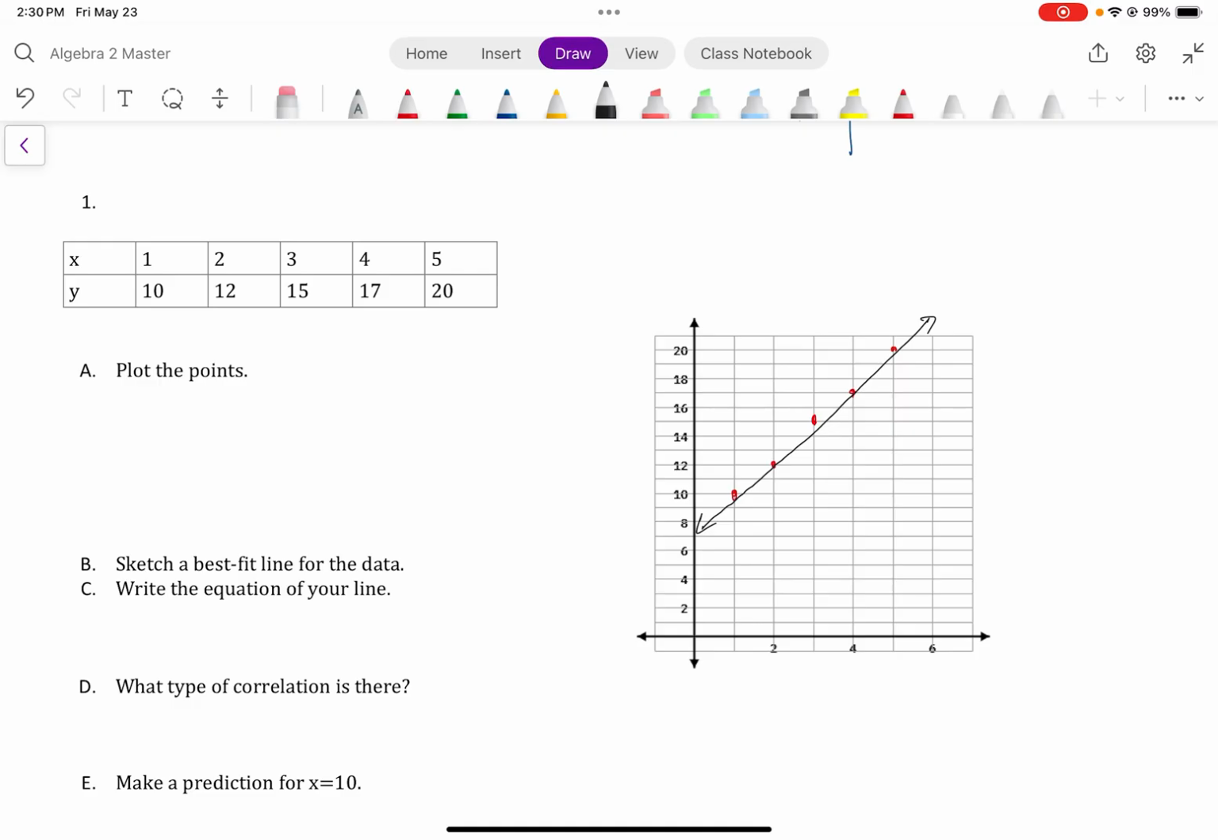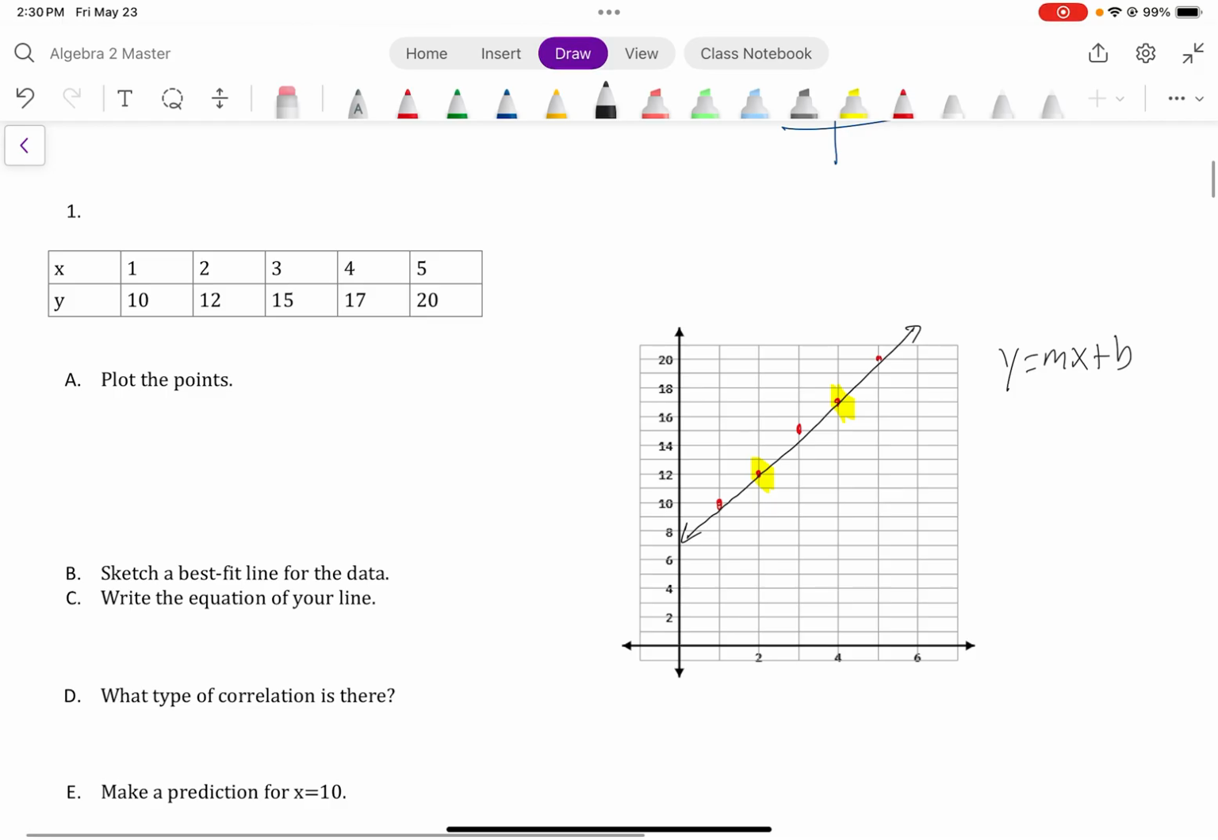There's my line. You might touch multiple dots. You might touch none of the dots. In this case, I'm going to say that I probably touched that dot and that dot. So if I'm writing my equation, hopefully you remember from Algebra 1, y equals mx plus b. If I'm going to go from this dot, I have to go up and over. So I went up 5 and right 2. So my slope is 5/2.